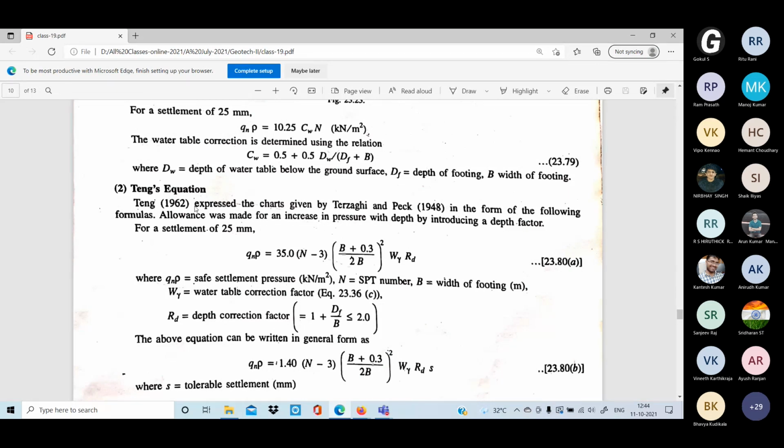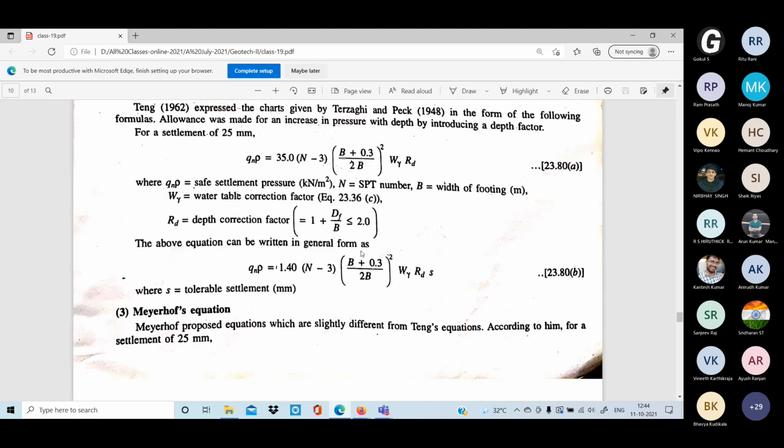Teng expressed the chart given by Terzaghi and Peck in the form of the following formulas. These are the formulas, so no need to remember these things. If it is an open exam I may ask, but you should be aware of them, because I am teaching you everything. From the N values, we can get everything. That's what I'm trying to tell.